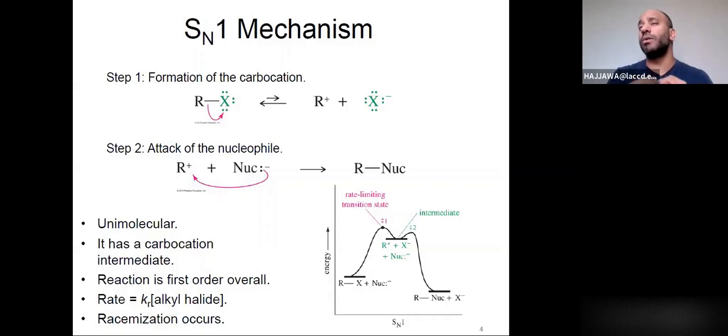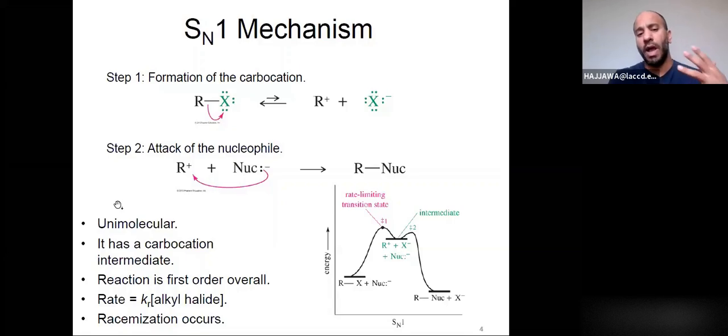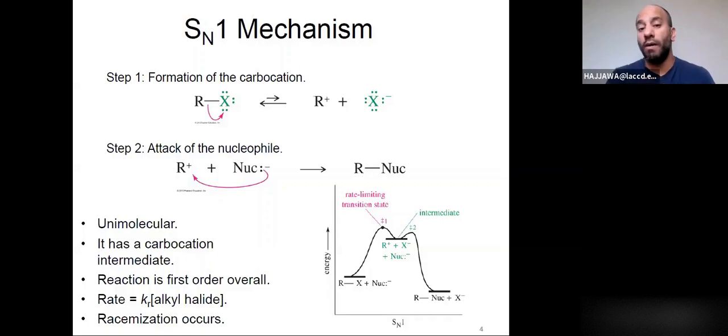It's unimolecular due to the fact that only the alkyl halide is what the reaction rate is based on, and the concentration of the nucleophile doesn't matter. The rate will always be based on how substituted the carbon is in the alkyl halide. And we will see that in the ranking of the alkyl halides that are going to undergo SN1 versus SN2. It's a first order reaction. And you can see here the reaction rate is written as basically reaction rate constant times concentration of the alkyl halide.